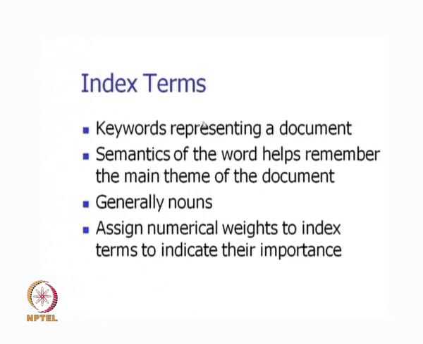The index terms are created from the documents. These are the keywords which represent a document. Semantics of the word helps remember the main theme of the document, and generally the index terms are nouns. The prepositions, conjunctions, articles, etc., being present in all documents get dropped, which is why they become stop words, and we assign numerical weights to the index terms to indicate their importance.